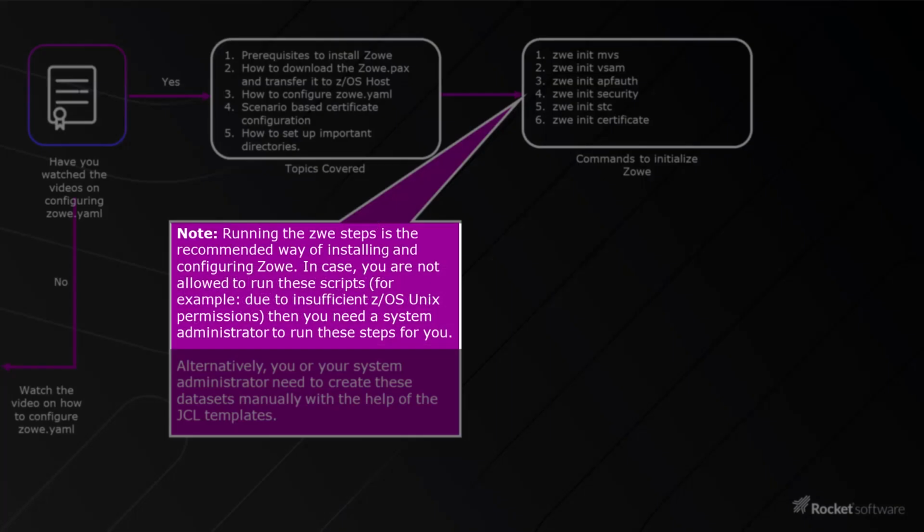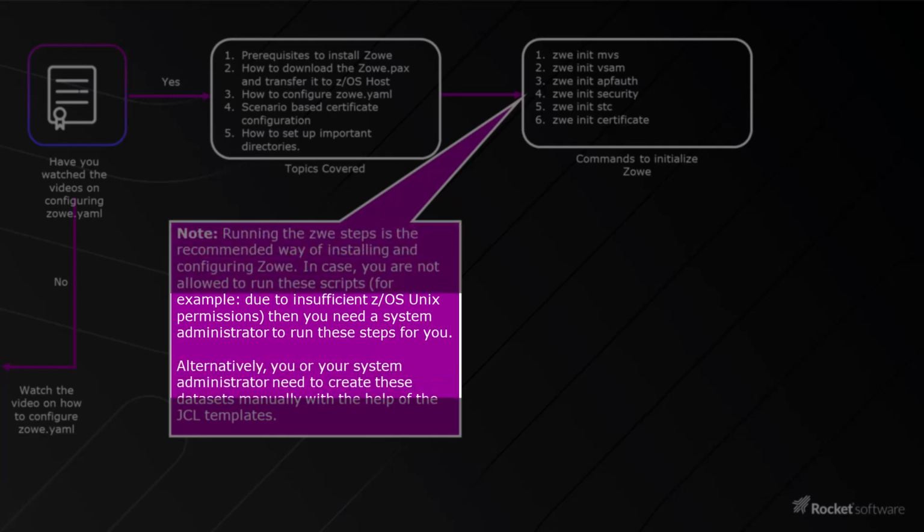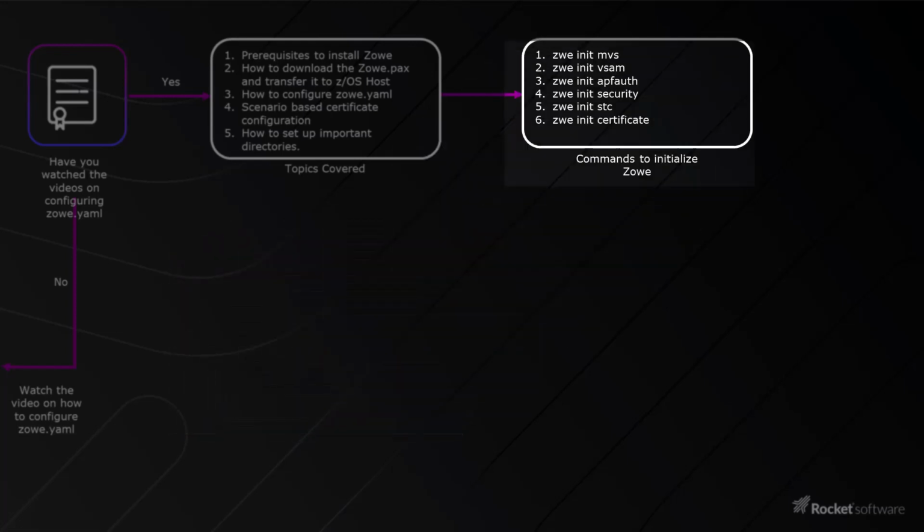Note: running the zwe steps is the recommended way of installing and configuring Zowe. In case you are not allowed to run these scripts, for example, due to insufficient z/OS UNIX permissions, then you need a system administrator to run these steps for you. Another alternative for you or your system administrator is to create these datasets manually with the help of the JCL templates. Let us now look at the commands that you need to run to initialize Zowe.